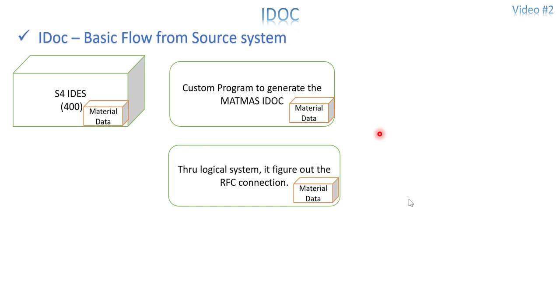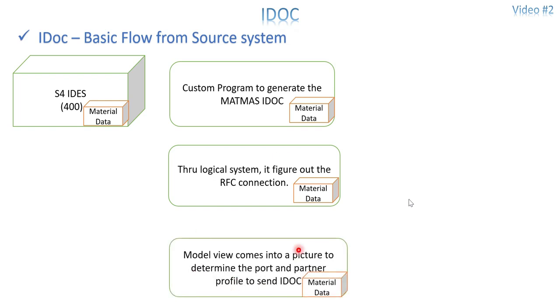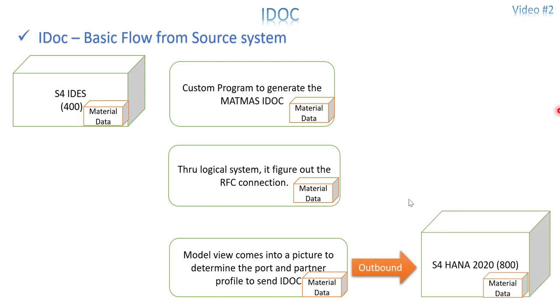And in the distribution model, we just mentioned very clearly sender, receiver, message type. So in this logical system, meaning in the source system, any of the data for that particular message type is triggered anywhere, automatically it will try to send that information out of your source system through this connection. And finally, model view comes into the picture where we already determined this is the sender, receiver, and the message type. If any IDOC is generated for this message type, push the IDOC out of your source system. Okay. And finally, it reaches your target system.